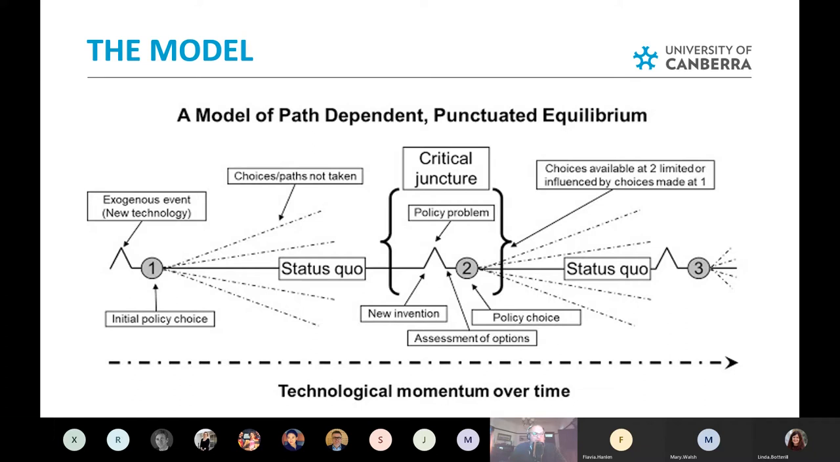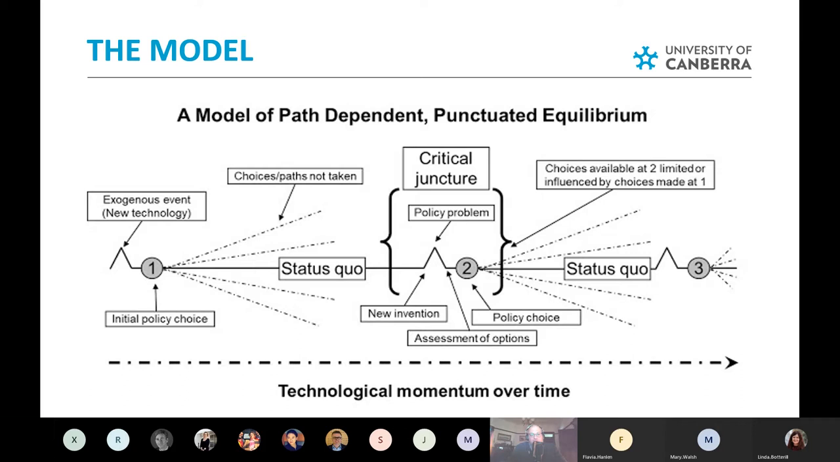So when I went back and I looked at trying to understand that development and looking at thick description as a way of capturing what had happened over a period of time, this particular model emerged. And what I found was that a new technology or a new invention can actually become the exogenous event that creates the critical juncture.